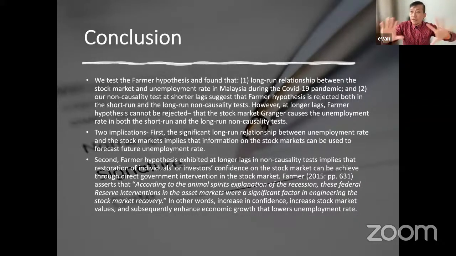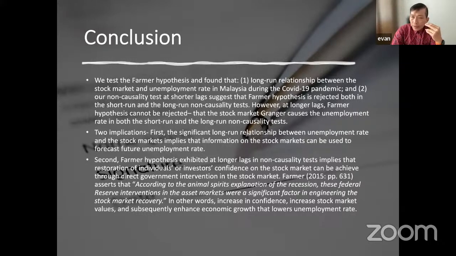So we have two implications from the studies, which can be very important for policy making and what happens right now in the country. First is that we found there's a significant long run relationship between unemployment and the stock market, which indicates that the information of the stock market can be used to forecast the future of unemployment rates. That's the first implication. The second one is that the farmer's hypothesis only exists in much longer lags, a longer period of time in that sense.